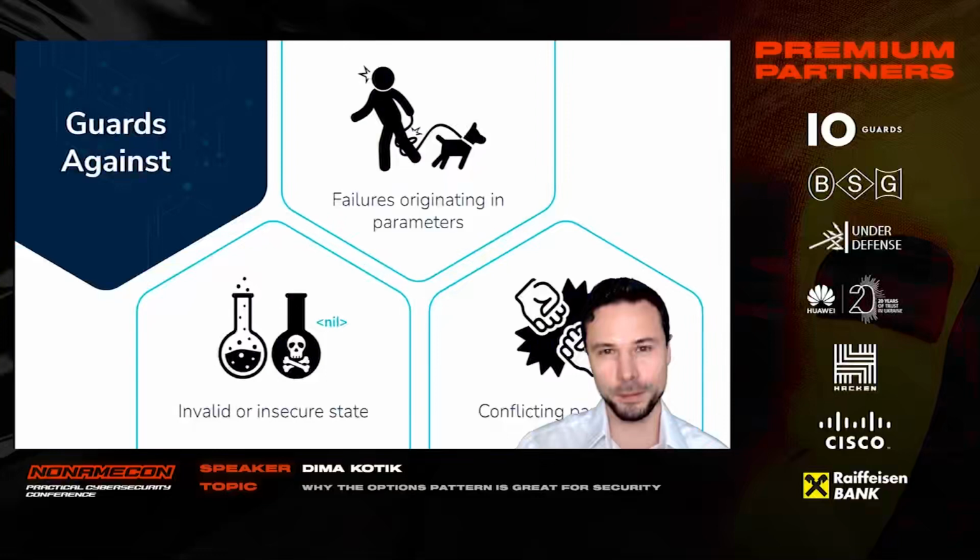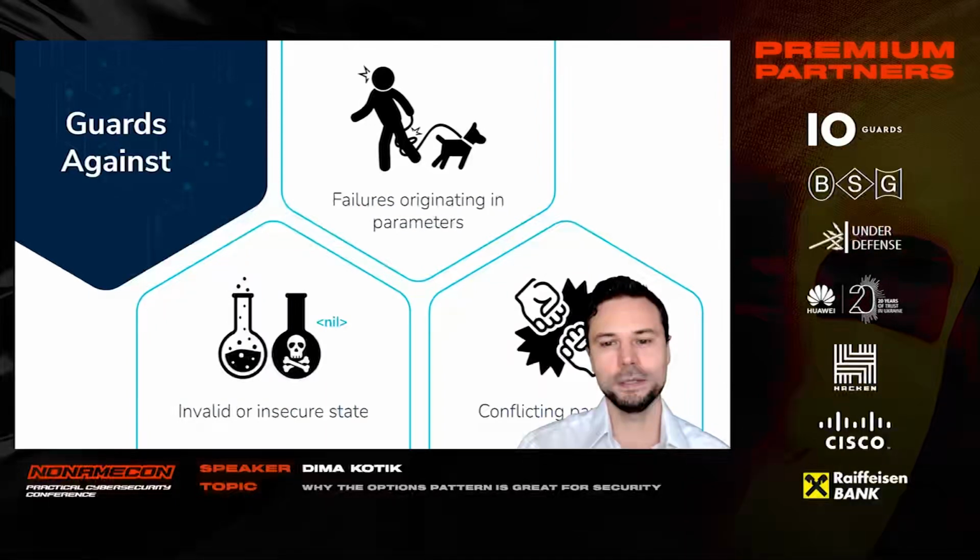How does this help us? What is the outcome? The option pattern helps us prevent 3 categories of problems. The first one is invalid or insecure state. If something is missing, if something is null or improperly configured, is missing a port or an address, or some kind of critical setting, we want to detect that at initialization.